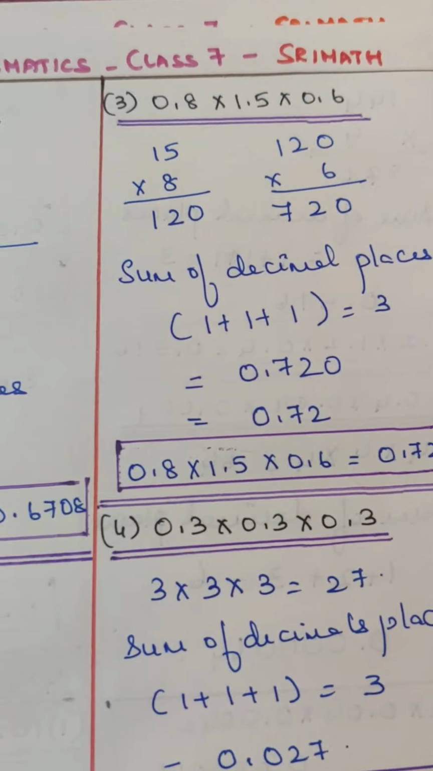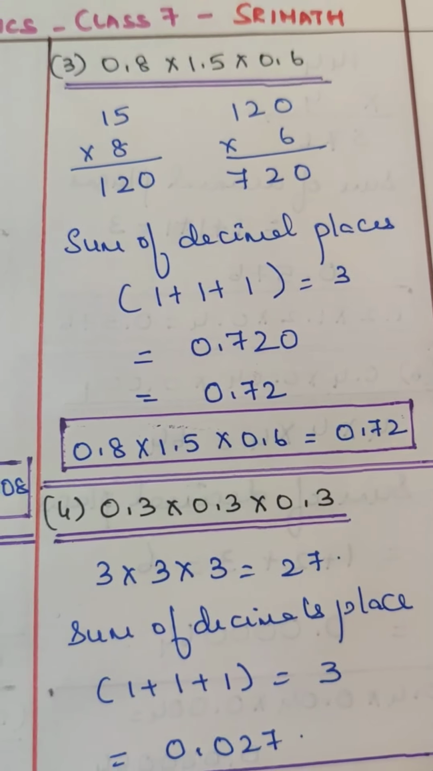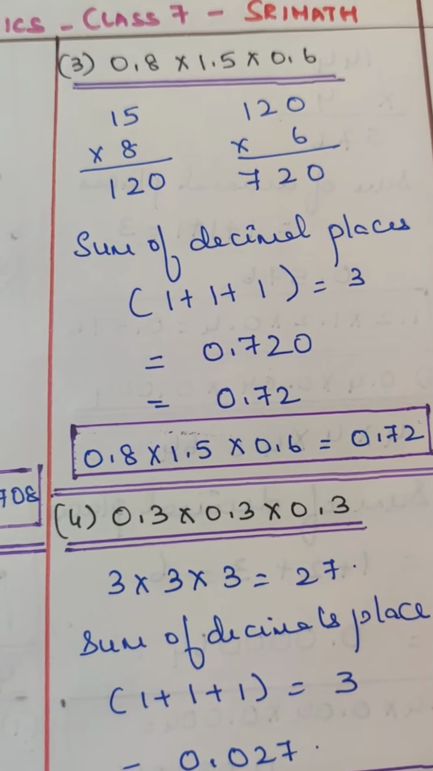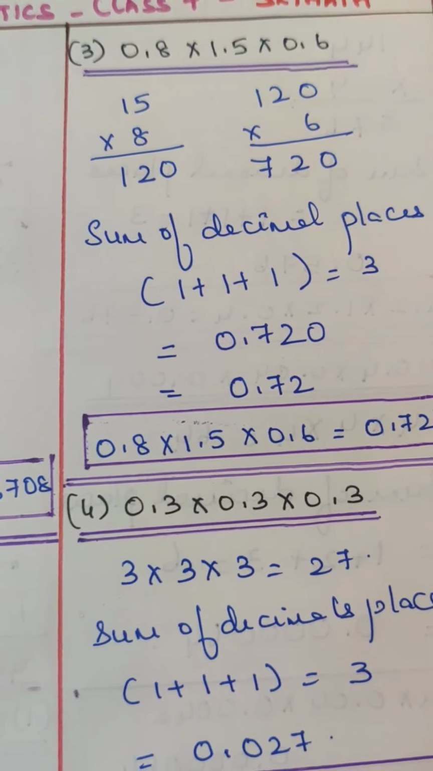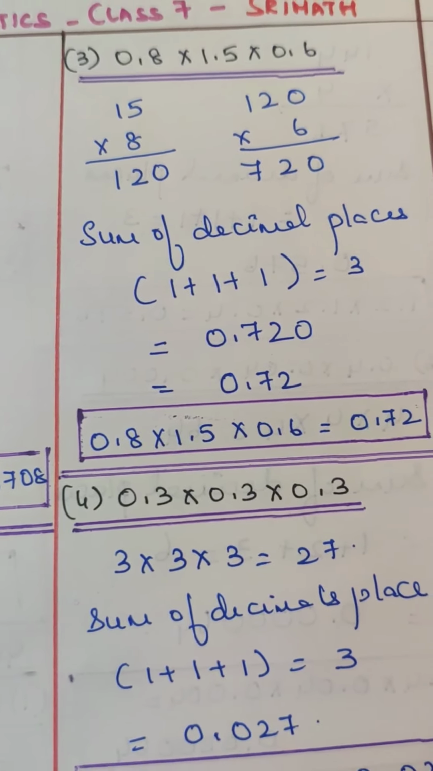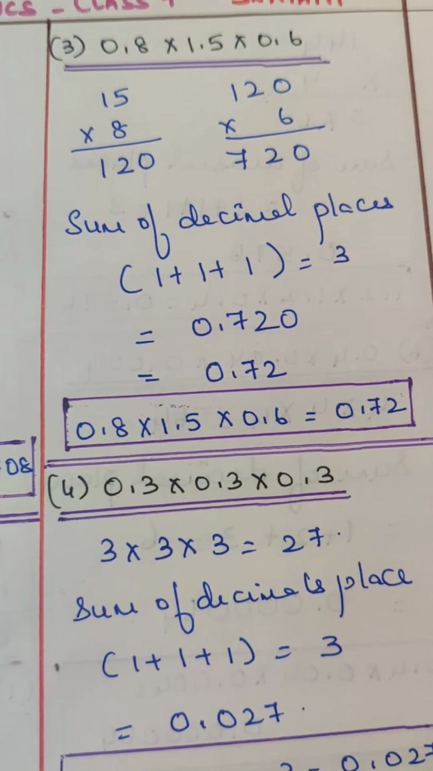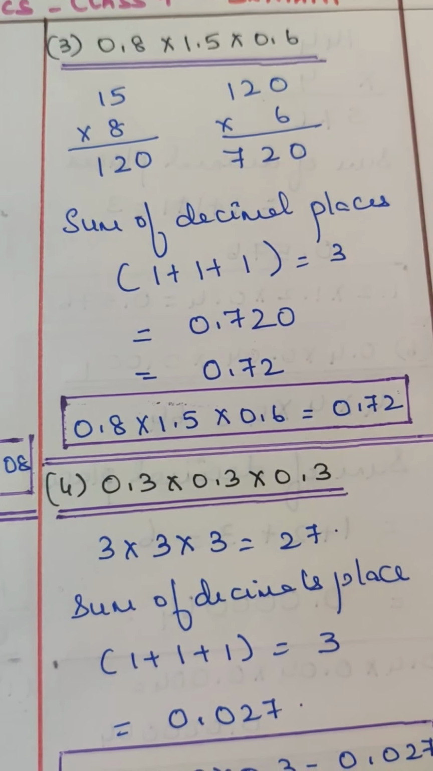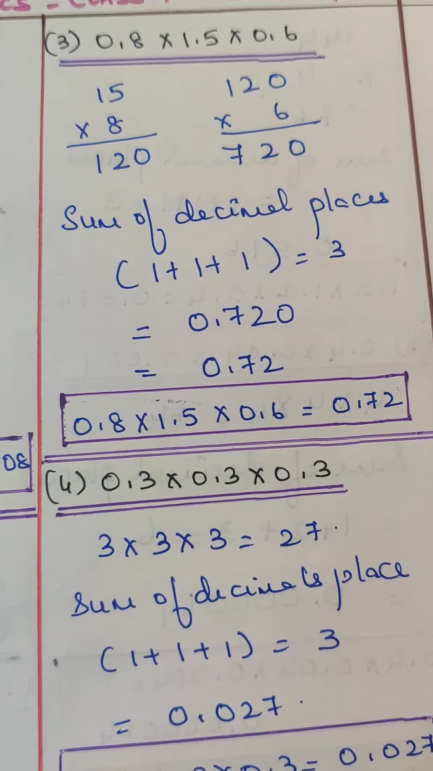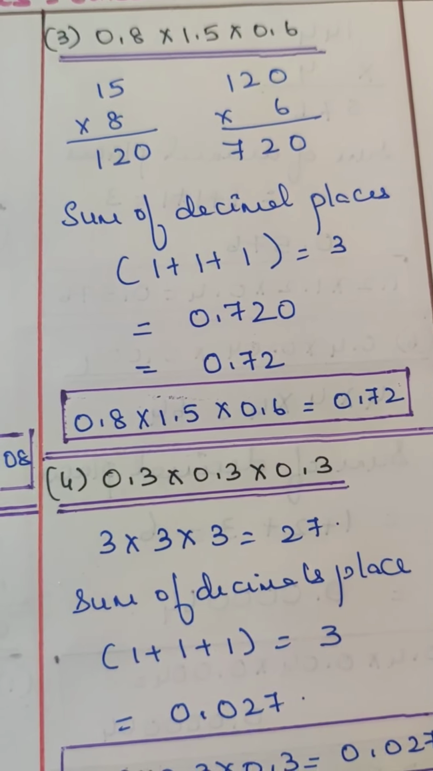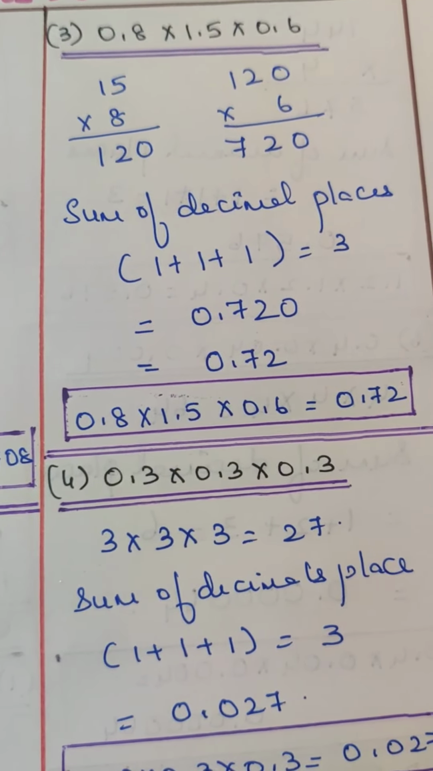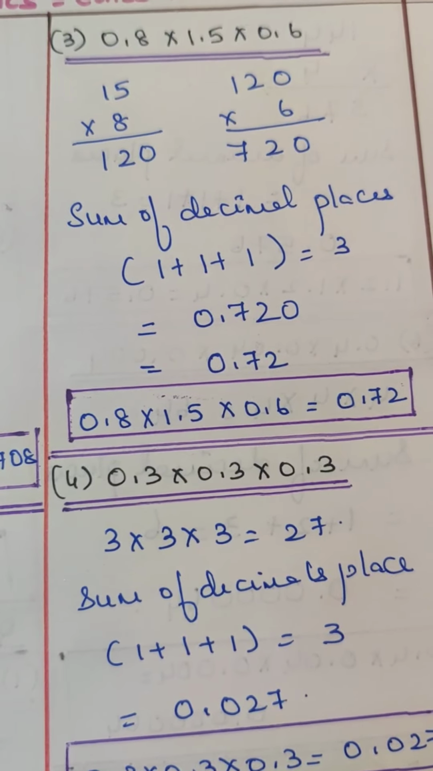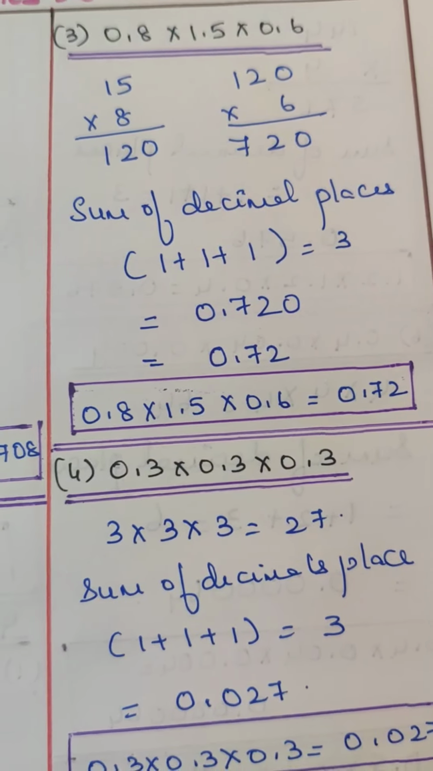Let's quickly move on to the question 3. 0.8 into 1.5 into 0.6. 15 into 8 is 120. 120 into 6 is 720. What is the sum of the decimal places? It is 1 plus 1 plus 1, that is equal to 3. It becomes 0.720. Therefore, it becomes 0.72. Therefore, 0.8 into 1.5 into 0.6 is equal to 0.72.